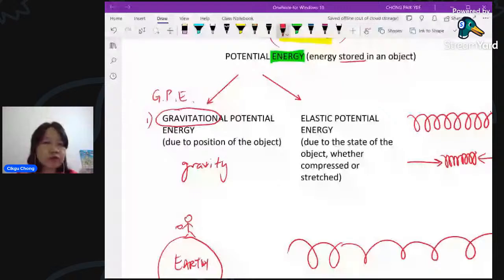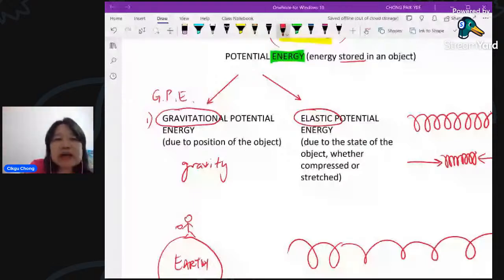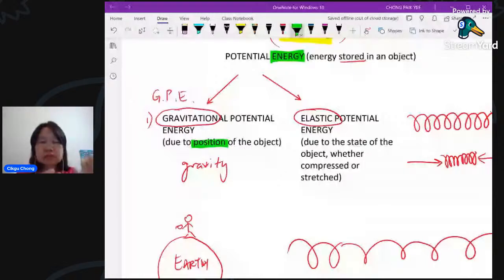So the first type of potential energy is called gravitational potential energy. It is because of the position of the object. G.P.E, or gravitational potential energy, is because of the position. The position means it is away from the ground. The higher you put the object, the higher the gravitational potential energy. That means if the object is very far away from the ground, that means you put it very high. The higher you put the object, the higher the gravitational potential energy of the object.